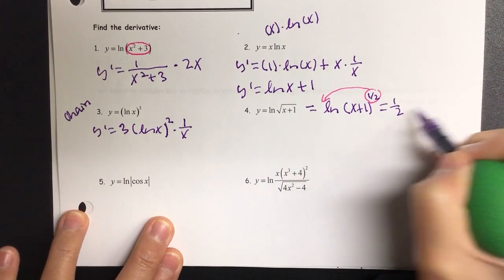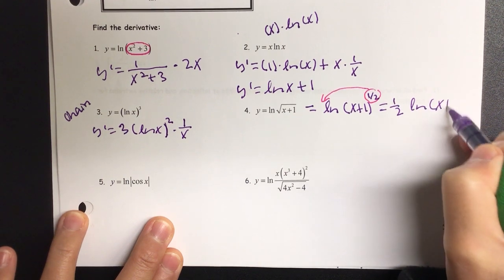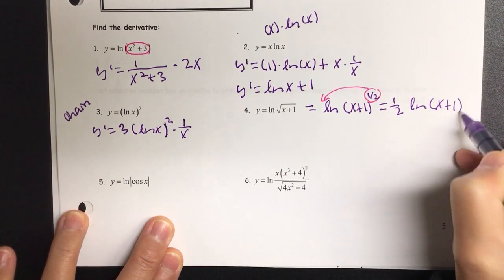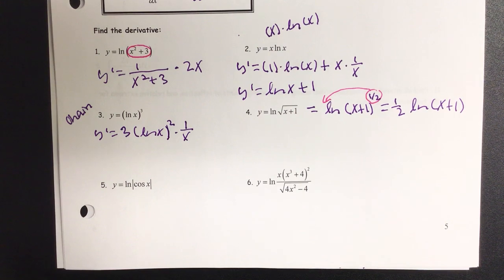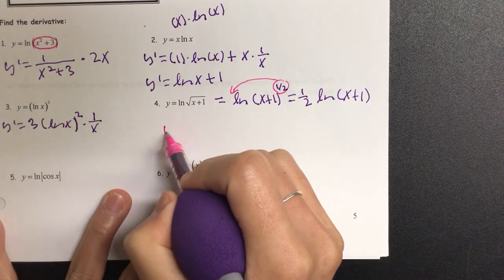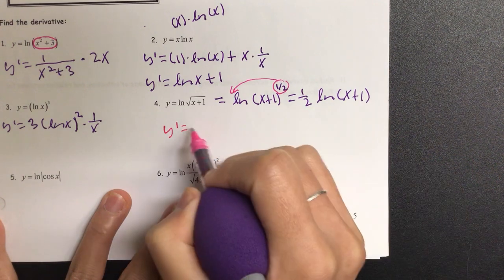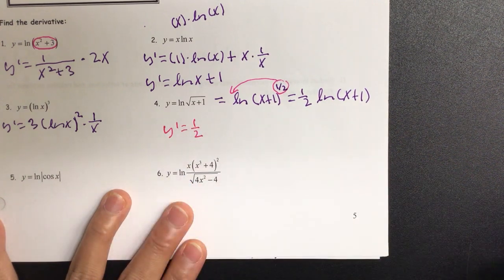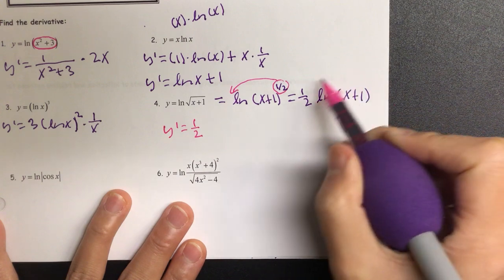So 1/2 comes to the front. Then I have natural log of x plus 1. Now we can find the derivative. Whoa. So to find the derivative, the 1/2 I'm not even messing with. What is the derivative of this guy right here?